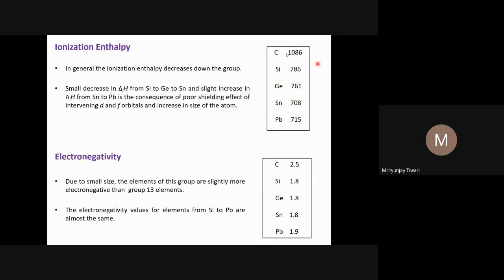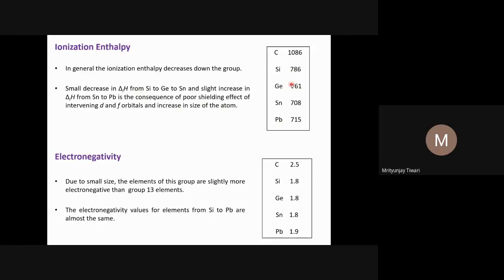So let's see, the ionization enthalpy for carbon is highest, then silicon, then germanium, then tin, and from tin we see a slight increase in ionization enthalpy for lead. So in general, ionization enthalpy decreases down the group. The only exception we see is from tin to lead. There is a small decrease in ionization enthalpy from silicon to germanium.